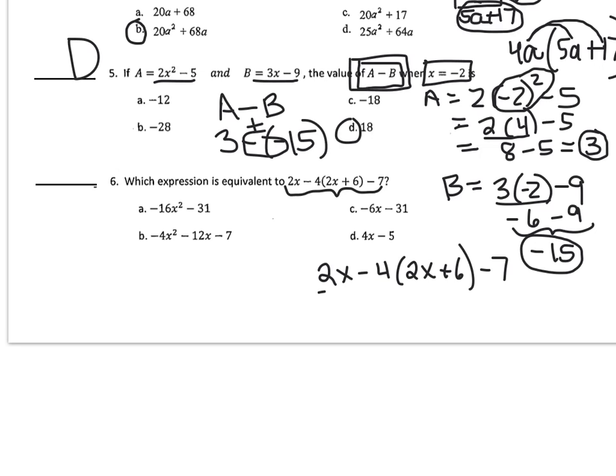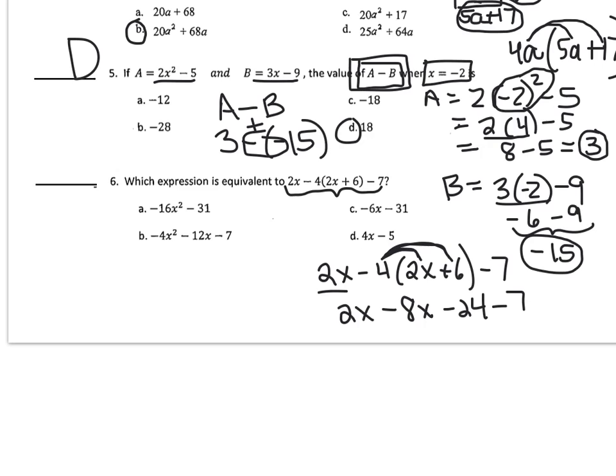Don't distribute this 2x through the parentheses. Only the number directly in front of the parentheses gets distributed, so you end up with 2x. -4 times 2x is -8x. -4 times 6 is -24. And you have a -7 hanging off the end.